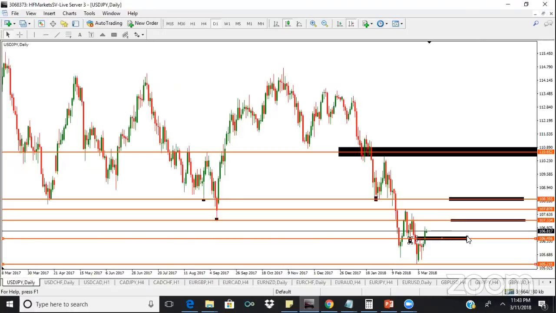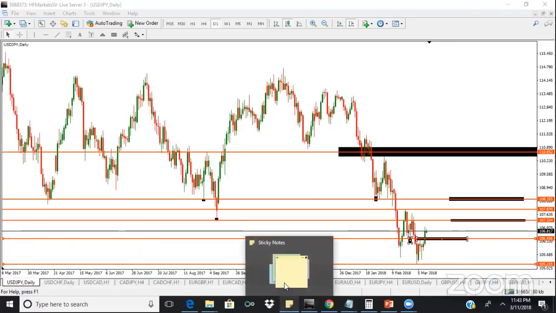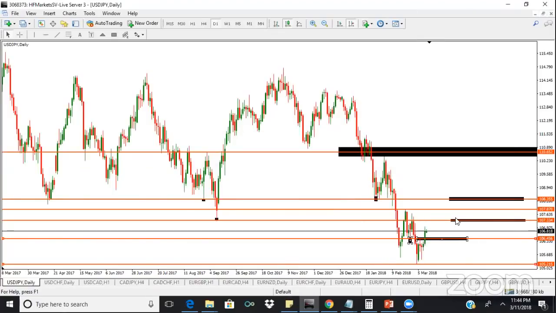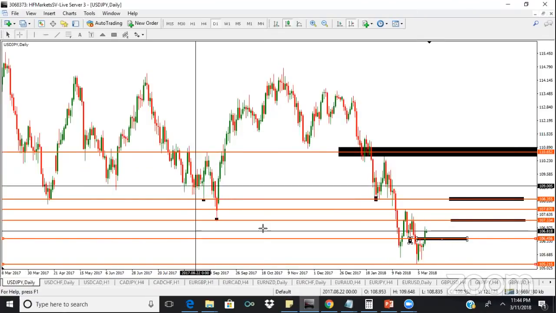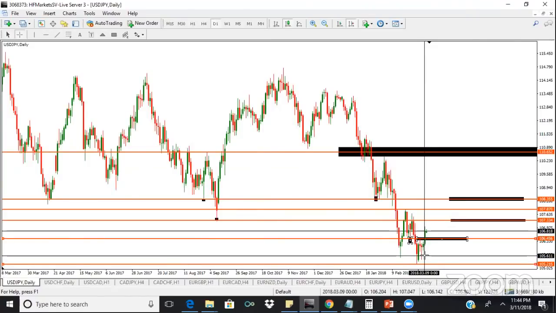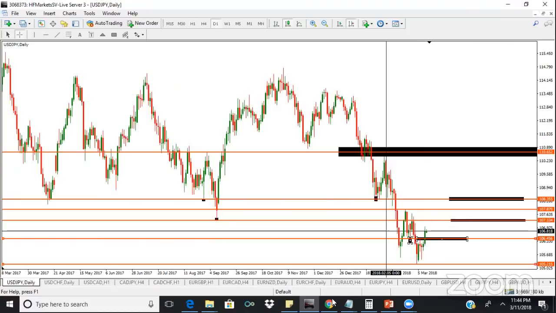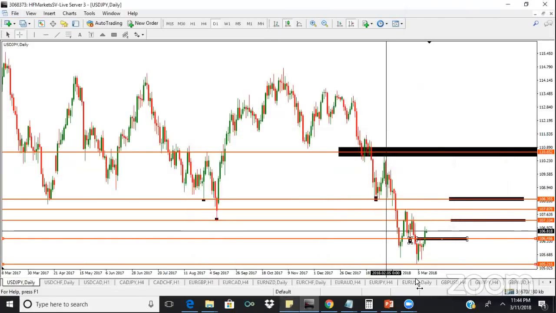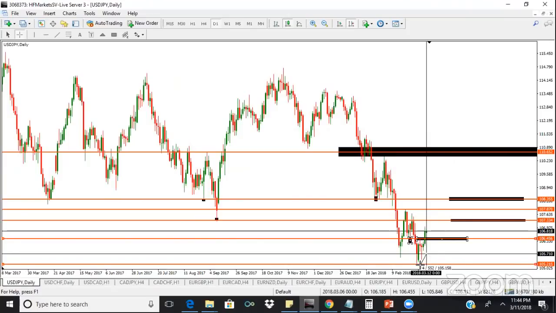Now, you can see it. If you go through the outlook we gave out last week, I think USDJPY was a buy. It was a buy. So we bought at 105.62. Brethren, we bought at 105.62. This is where we bought. And our stop loss was 105.21.